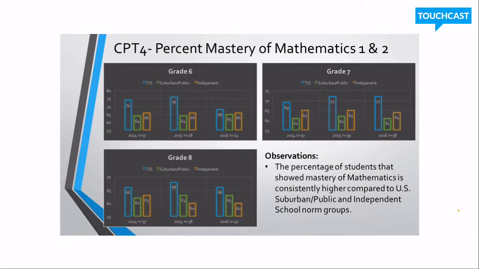So if we look at the CTP4 percent mastery of mathematics 1 and 2, we can see that the percentage of students that have shown mastery of mathematics is consistently higher compared to U.S. suburban, public and independent school norm groups. I want us to notice that the biggest gaps have been with the seventh grade. Also, that the smaller gap seems to be here with the eighth grade, although there is a small gap also with the sixth grade.